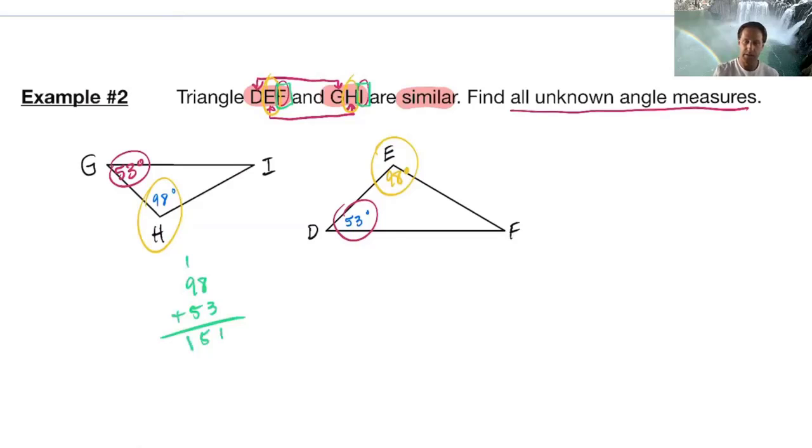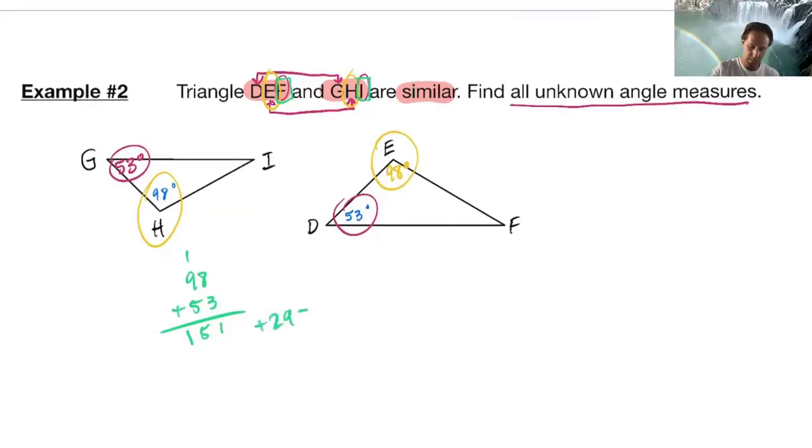So I'd have to add 150 plus 30 would get me to 180, but I have 151, so I would need 29 more to make my 180. So that means that this would have to be 29 and this would have to be 29. And now we found all the unknown angles that were not provided in blue. Because I know that they are similar, I know that corresponding angles have to be congruent, the same.